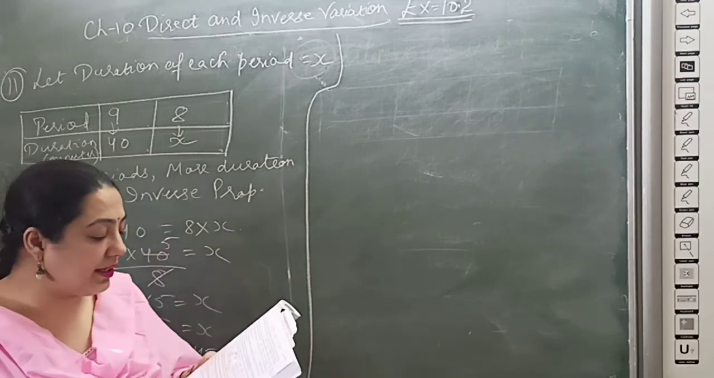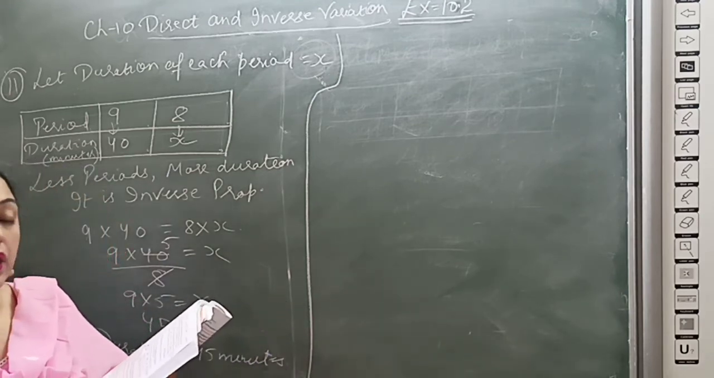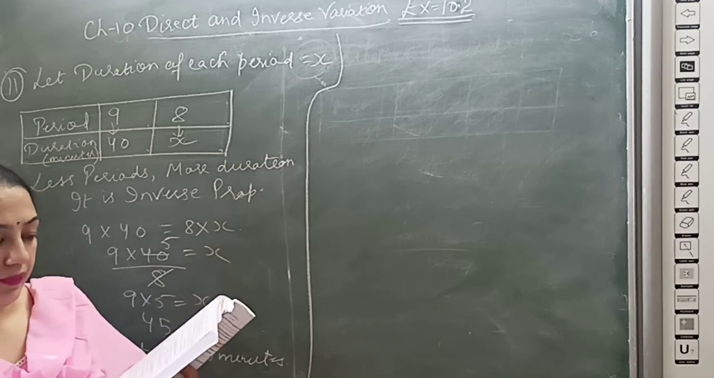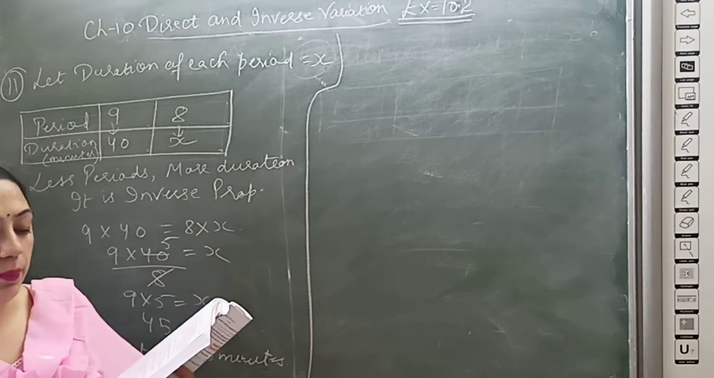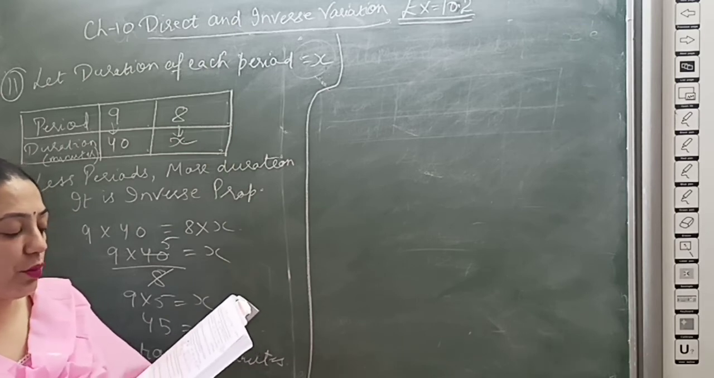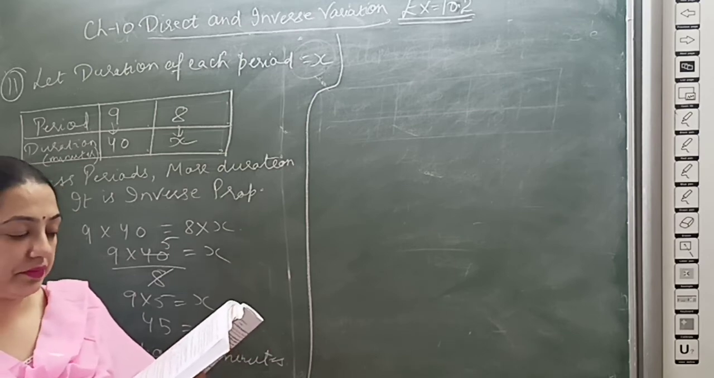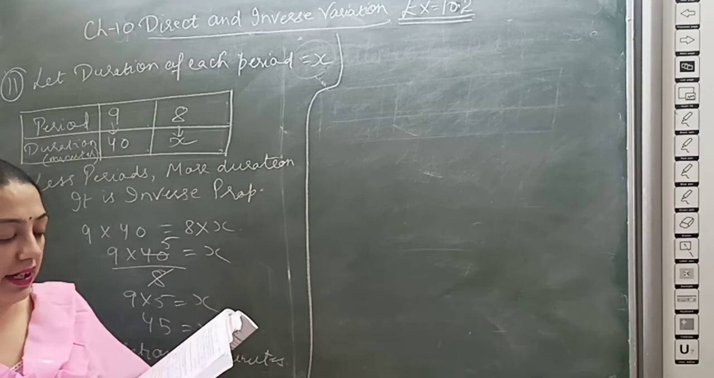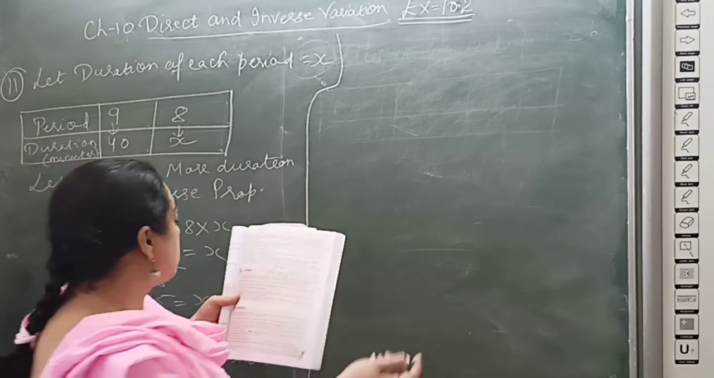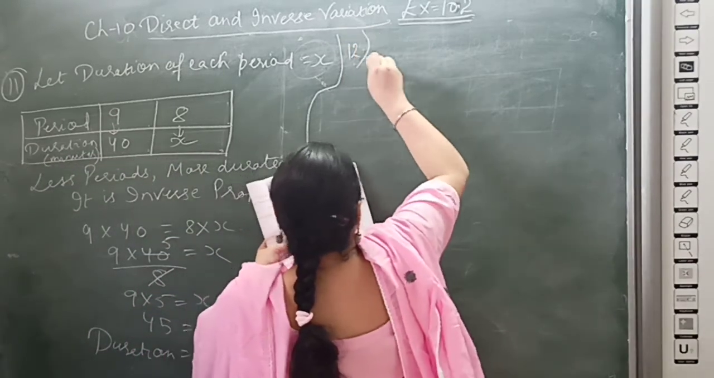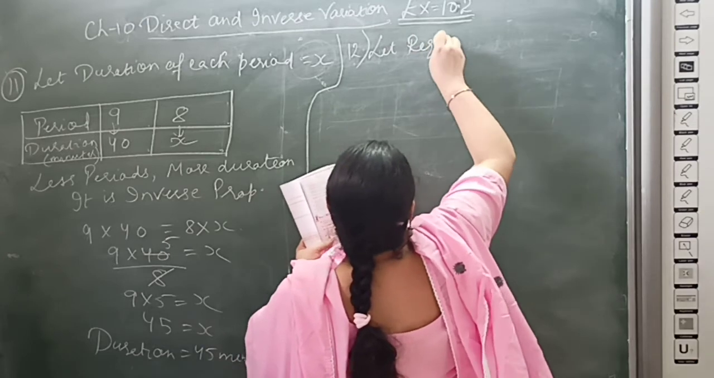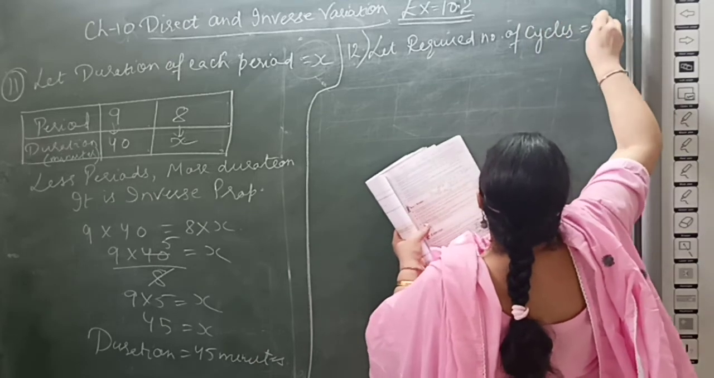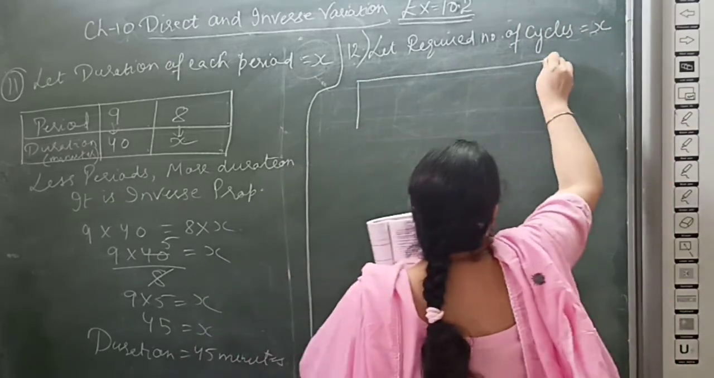And the last sum here is a shopkeeper has just enough money to buy 52 cycles worth rupees 525 each. If each cycle costs rupees 21 more, then how many cycles will he be able to buy with that amount of money? Now beta, he increased the amount of each cycle, so he will buy less cycles. So less cycles, more money. So this is inverse variation. Now let us suppose required number of cycles is x.